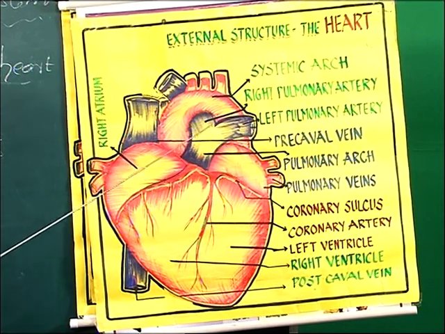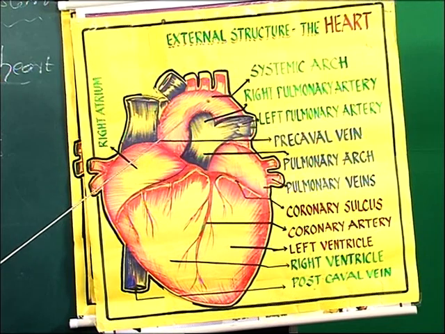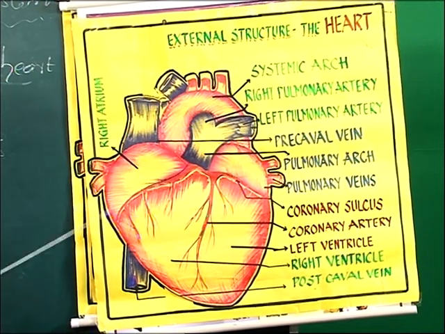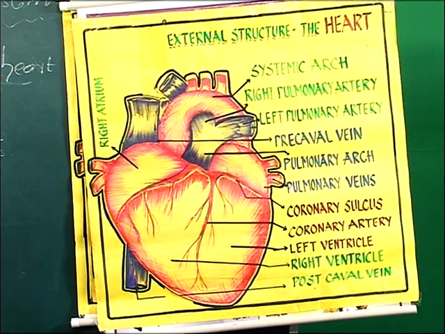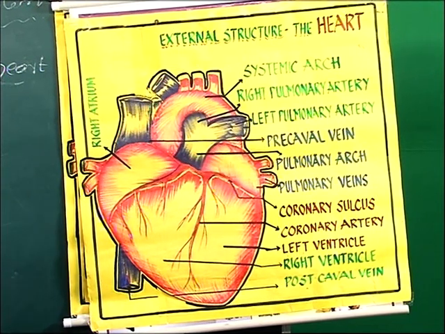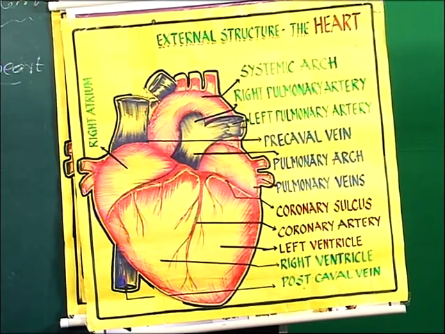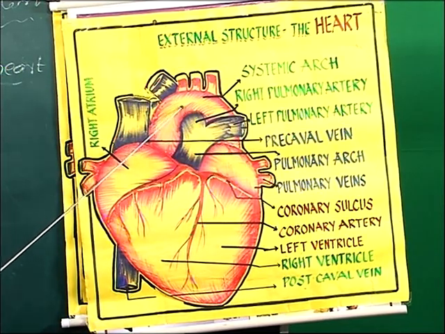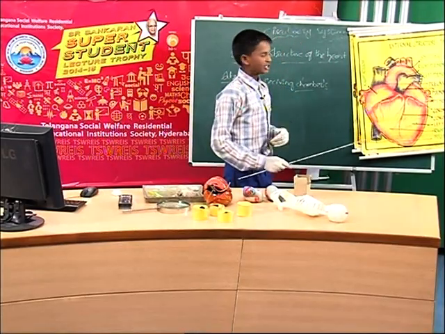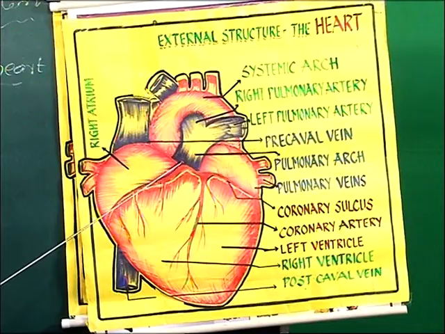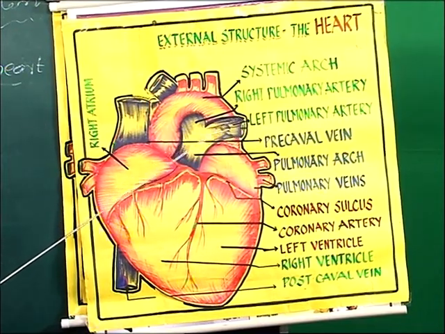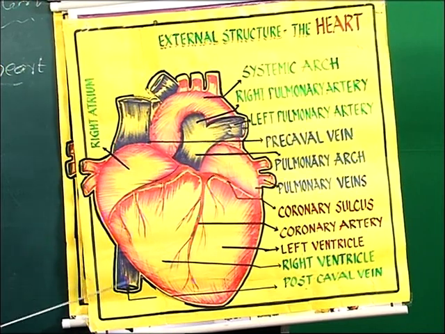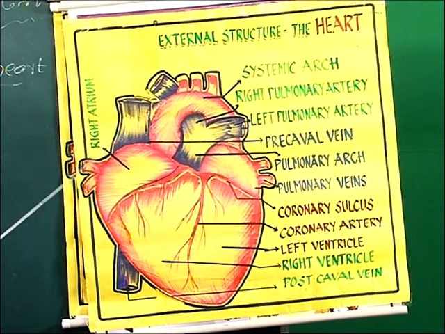So, Tswreis, this is the systemic aorta. We have to remember that aorta means the largest blood vessel. This aorta divides into arteries. This is the pulmonary aorta. It also divides into arteries: the right pulmonary artery and the left pulmonary artery. So, this is the external structure of the heart.